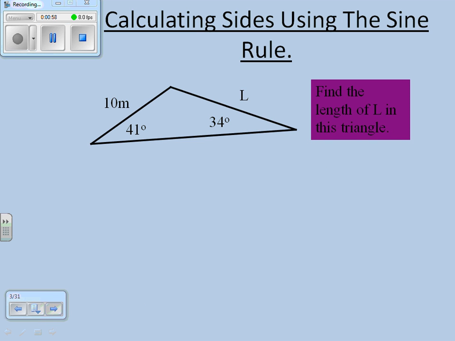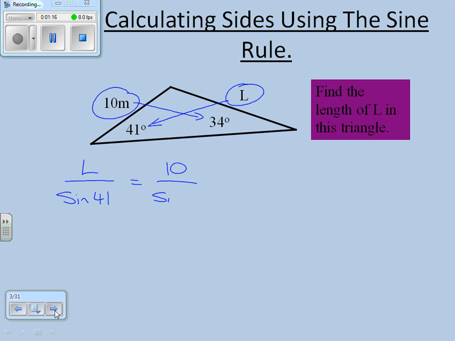I'm going to try and use it with an example here, and it just says find out the length L. You'll notice the pattern here that we've got L and the angle opposite, and we've got 10 and the angle opposite it. So we can write L divided by sine of 41 equals 10 divided by the sine of 34. To work out what the length L is, we're just going to times by sine 41. And there's your L: L equals 10 divided by sine 34 times sine 41.